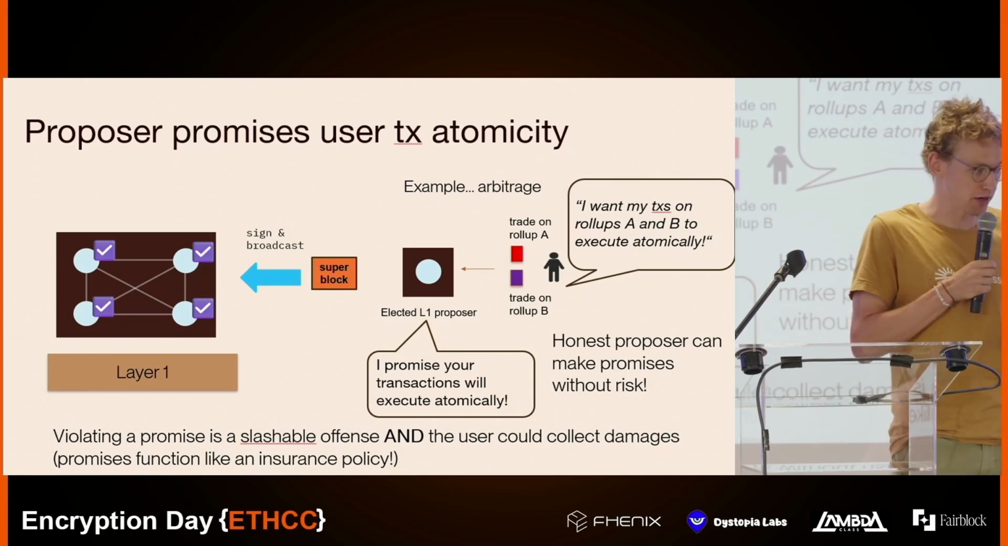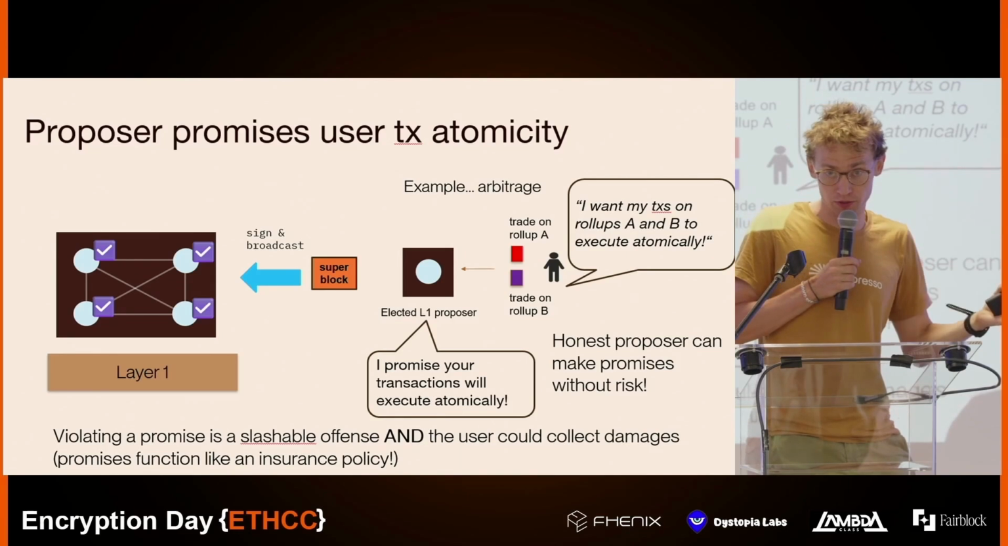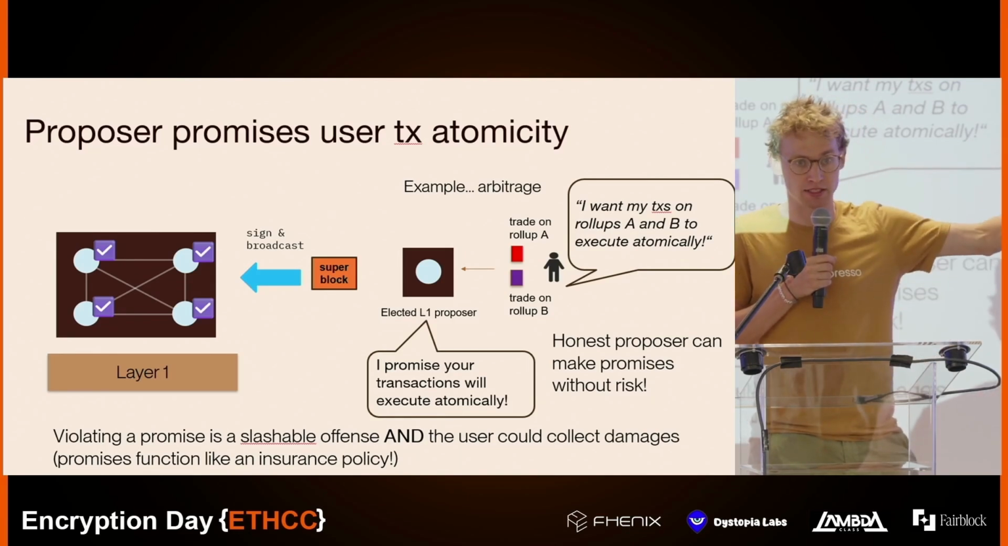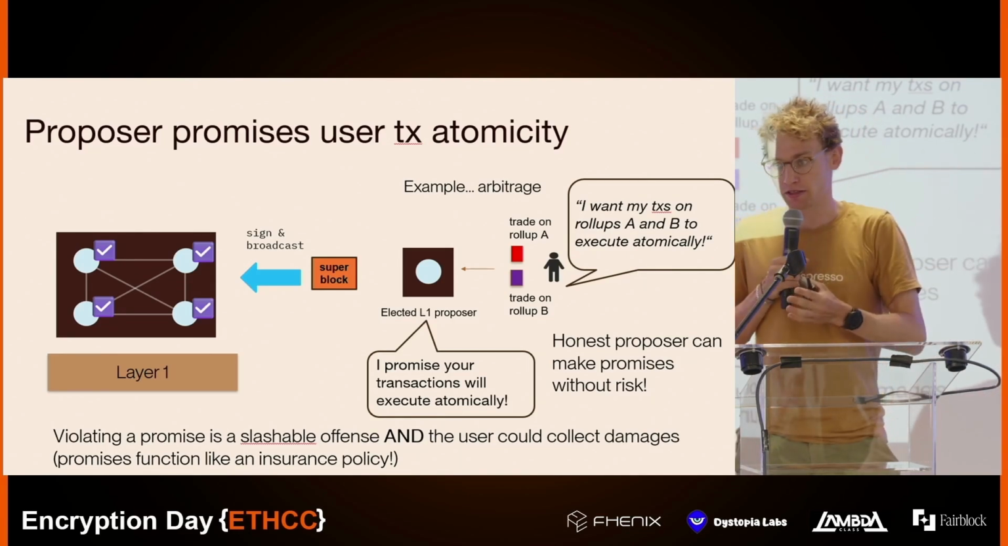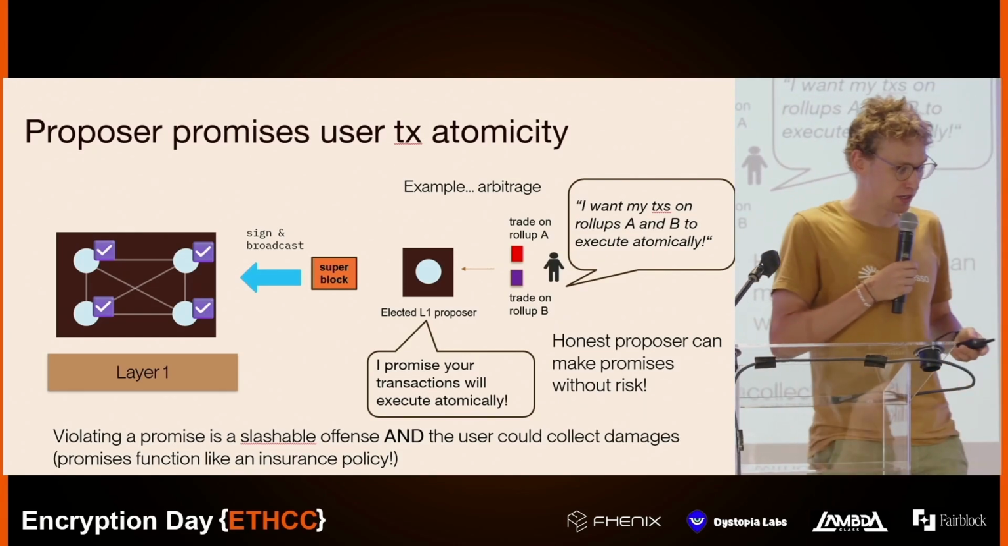and the other one on another rollup? I want two transactions to execute atomically. I either want both of them to happen. For example, I buy some asset on one rollup and I sell the asset on another rollup, and I either want them both to happen or none to happen at all.